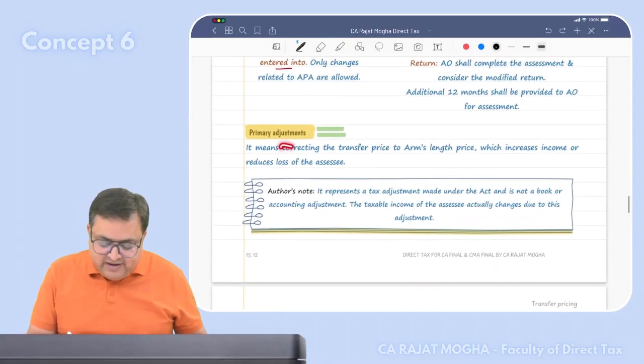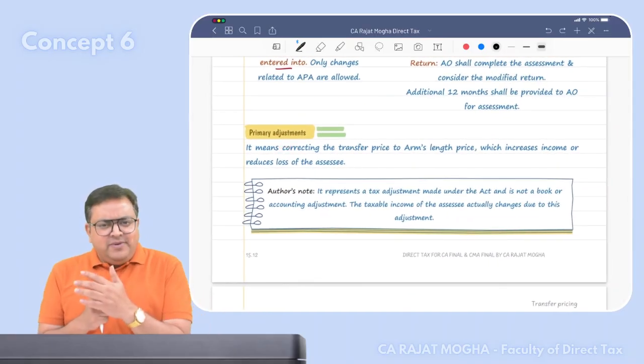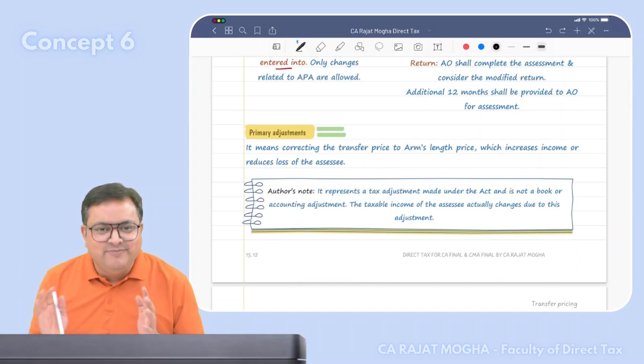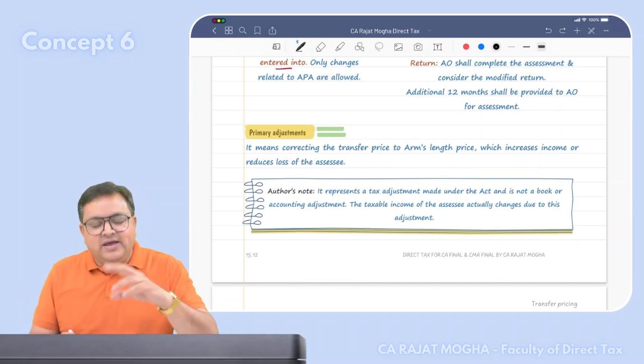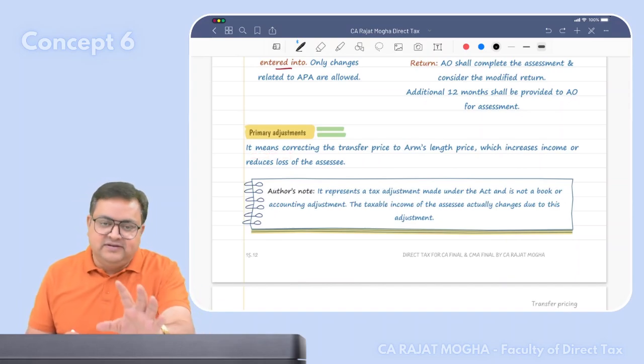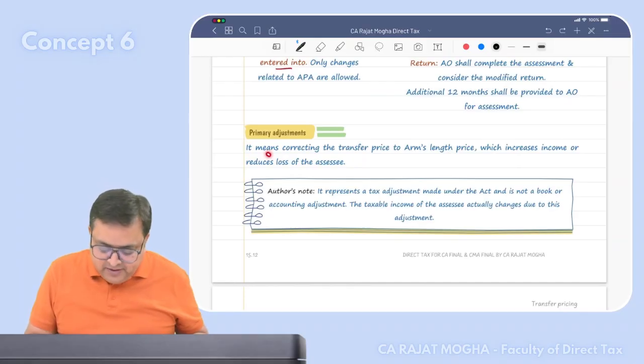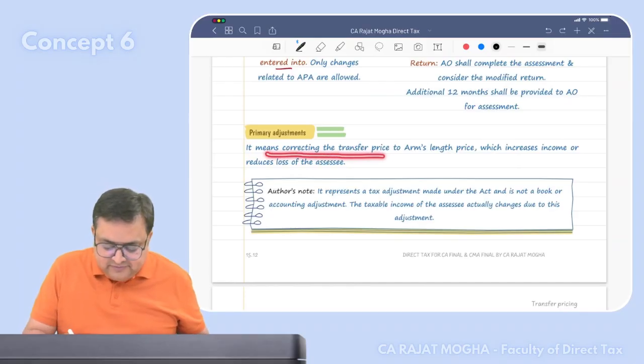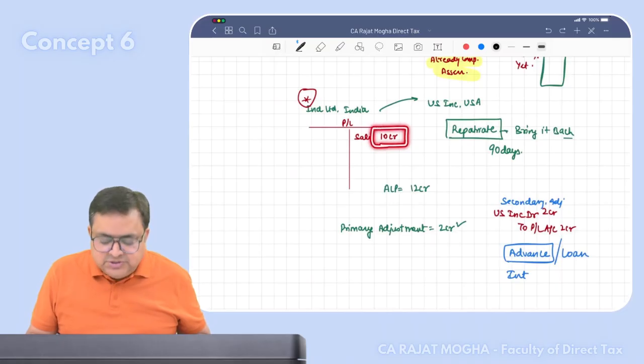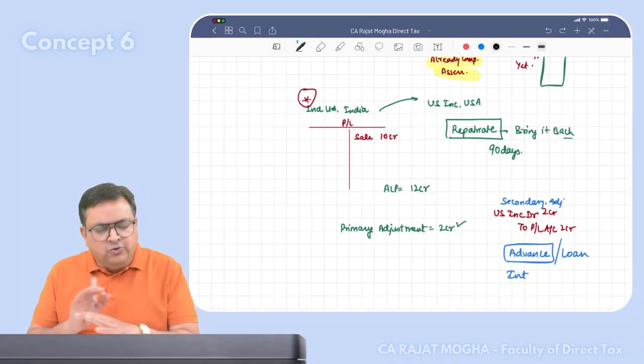First of all, primary adjustment. What is primary adjustment? Do we make any book entry? The answer is no. We don't make any book entry over here. It is just that as per your ALP, your income is increased, so you have to pay the taxes on that. It means correcting the transfer price. The actual price was 10 crore, but the ALP was 12 crore. So please make it 12 crore. No need to pass the book entry.